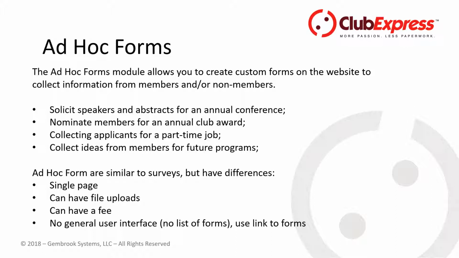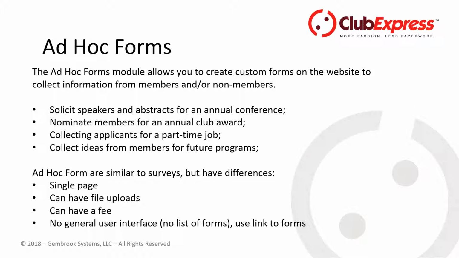But one of the main differences between a survey and an ad hoc form is that surveys are typically multiple pages, whereas an ad hoc form is a single page. A survey can have a preamble and what they call a postamble, a lead-in page and a follow-up page, whereas an ad hoc form can have a preamble that's part of that single page, no postamble.